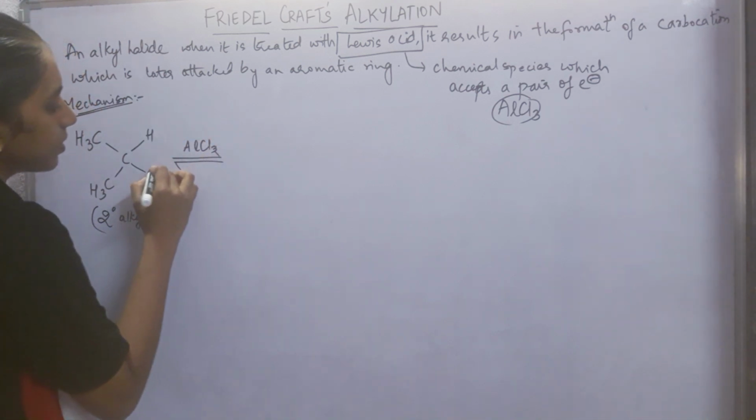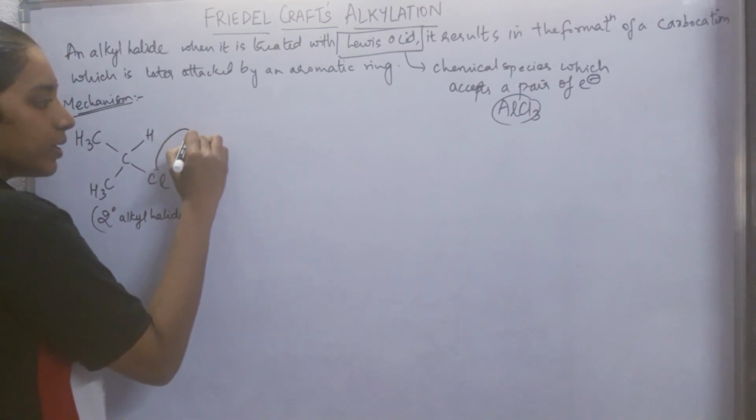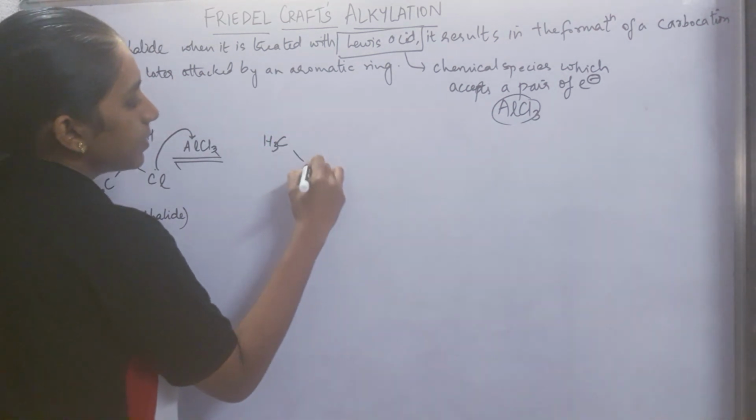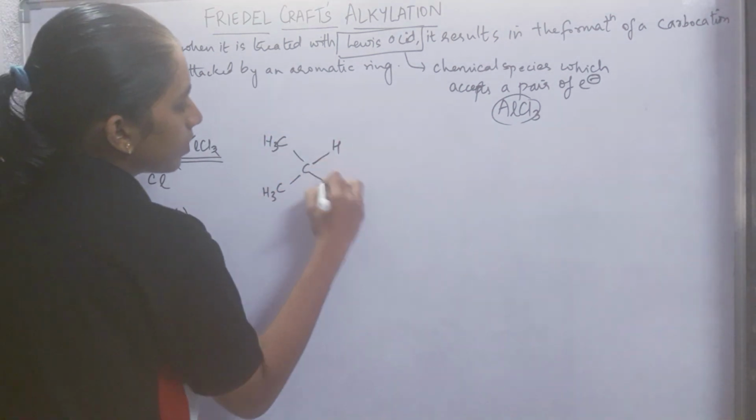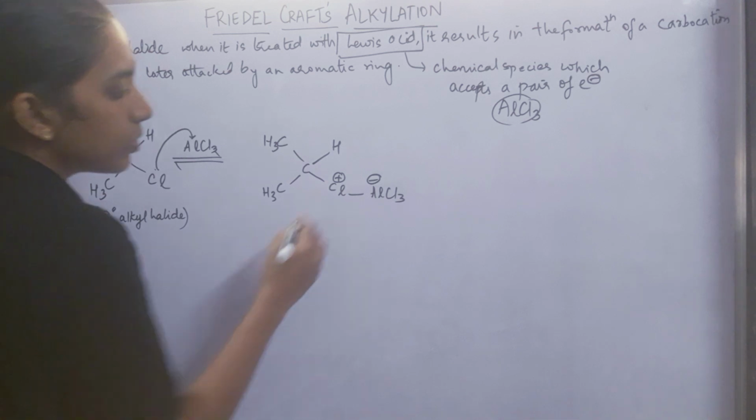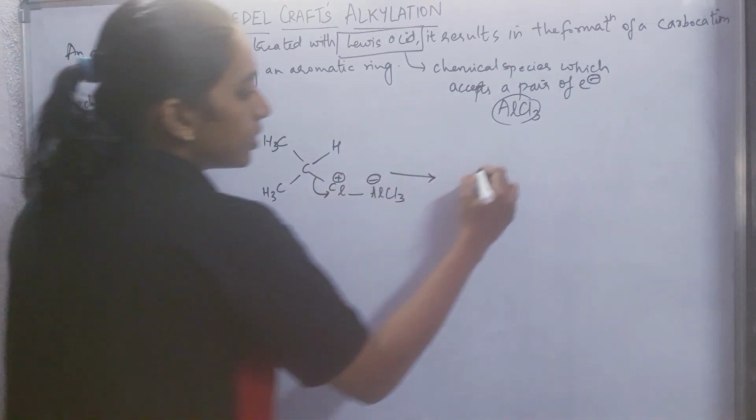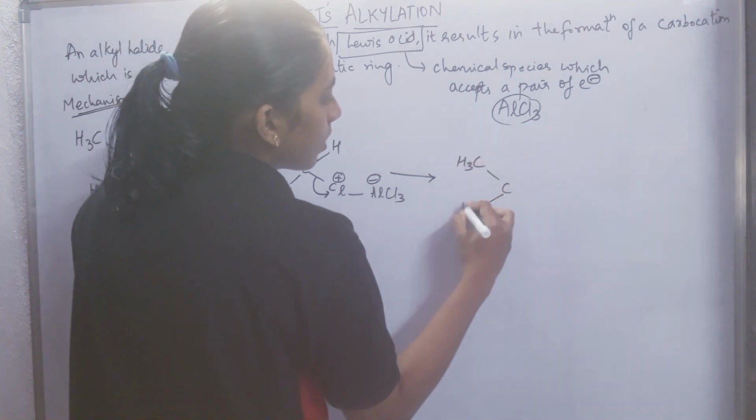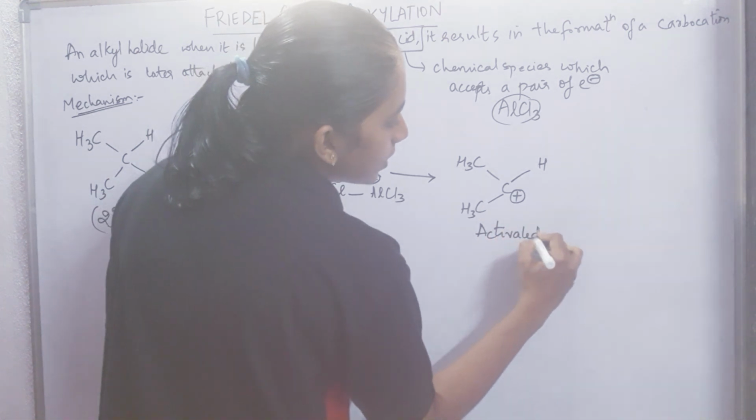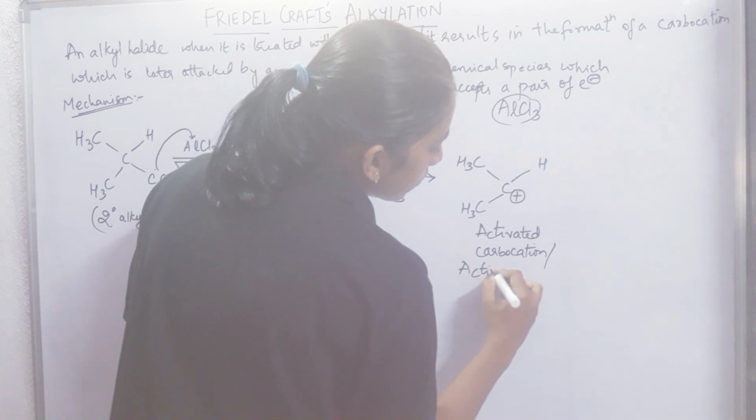So what happens here? The lone pair of chlorine transfers into the vacant p orbital of aluminium, and what happens after that? Chlorine gets a positive charge, aluminium gets a negative charge. As chlorine is positively charged, it will take the bond from carbon, leaving this carbon positively charged, and hence a carbocation is formed. This is the activated carbocation or activated electrophile.